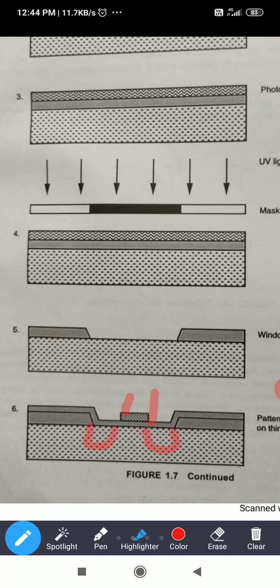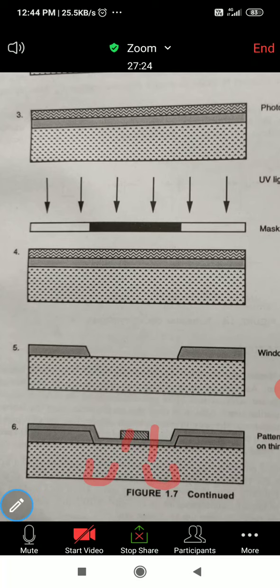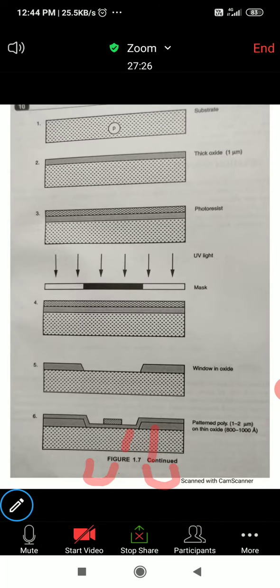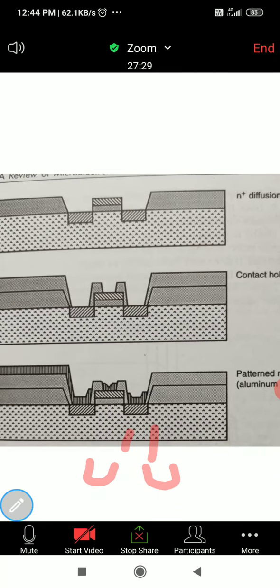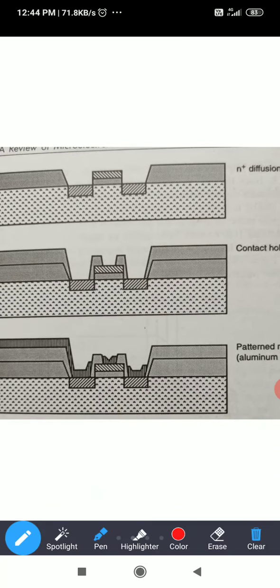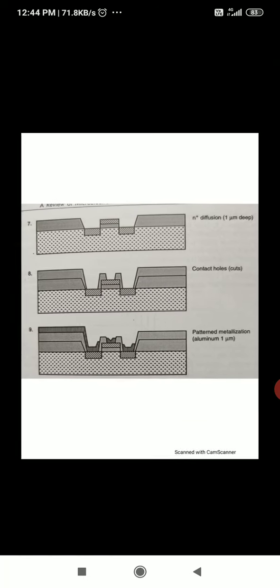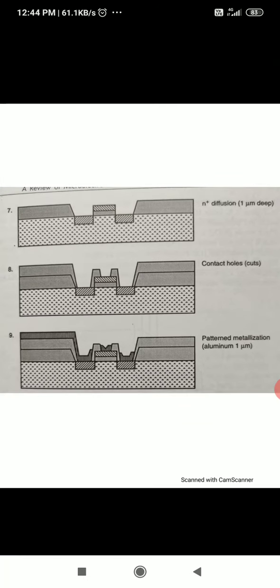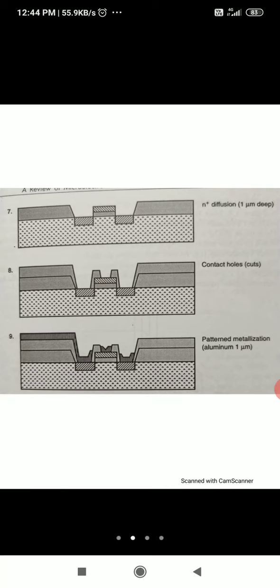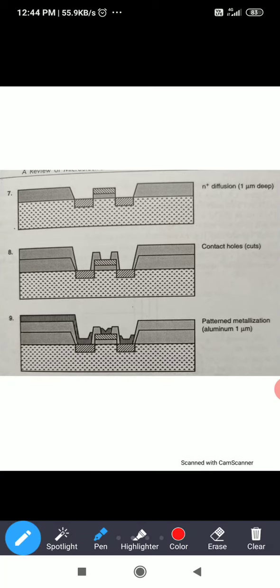source and drain. Here we have to use source and drain diffusion. For that purpose, here we are using the p-type substrate. This is the p-type substrate. Now here the diffusions are n plus diffusion. Here n plus diffusion.